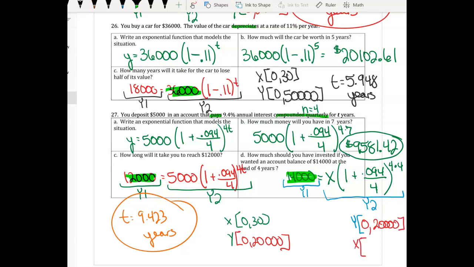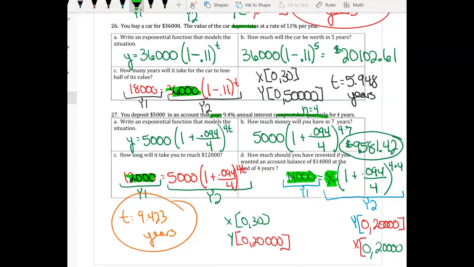But as far as X goes, I don't know how much. I just know that, for instance, X is going to be the lower amount that I'm investing. So I would still stick with 0 and keep the same wiggle room. So I can use my Y buttons and change my window.